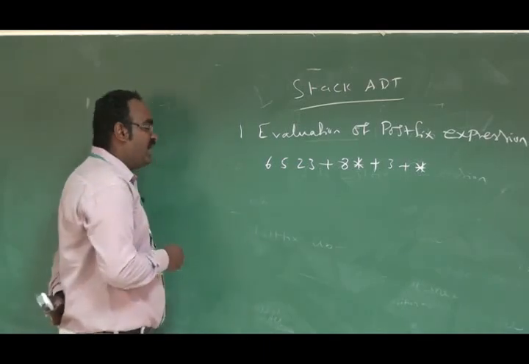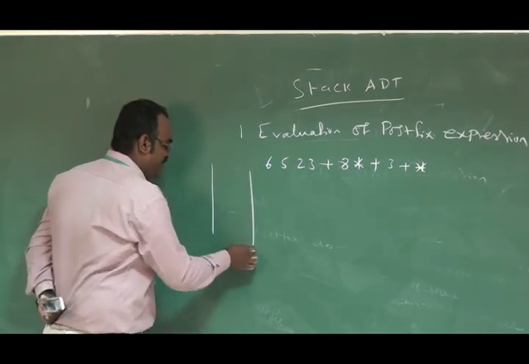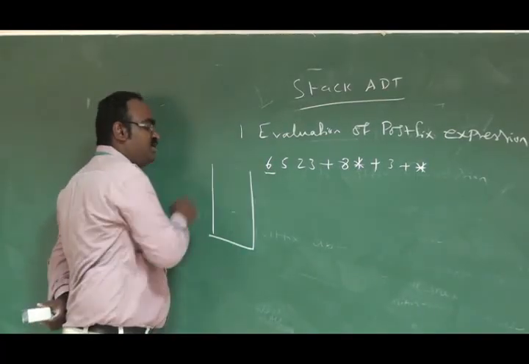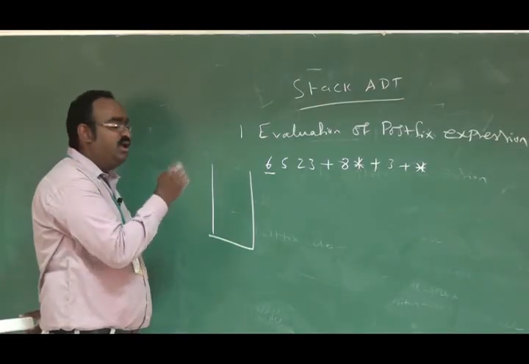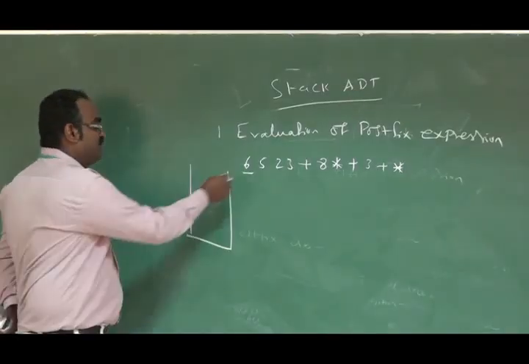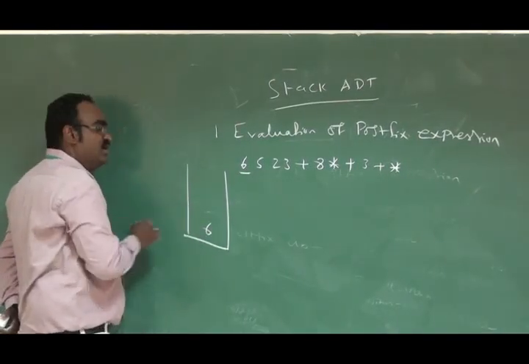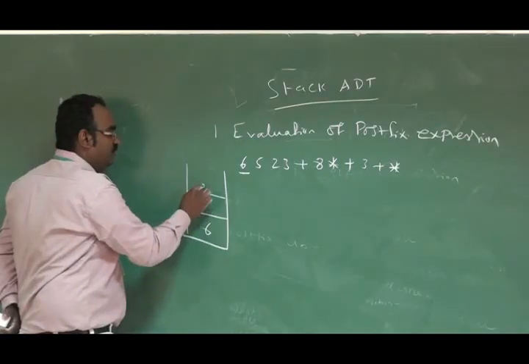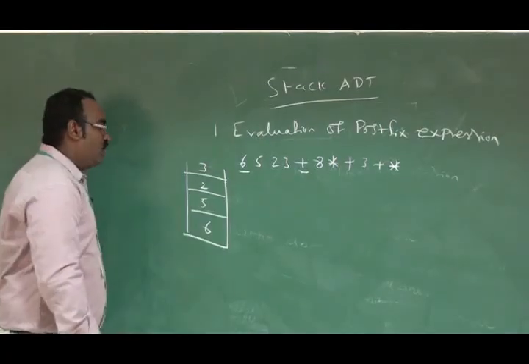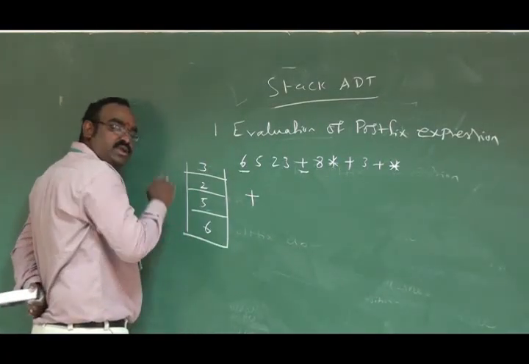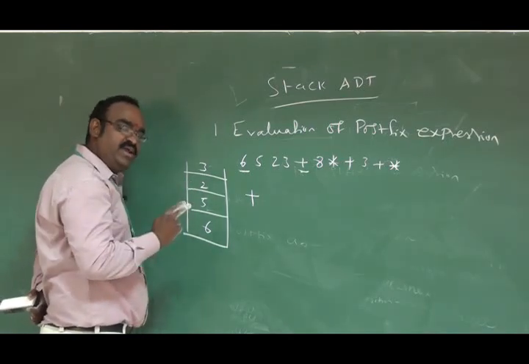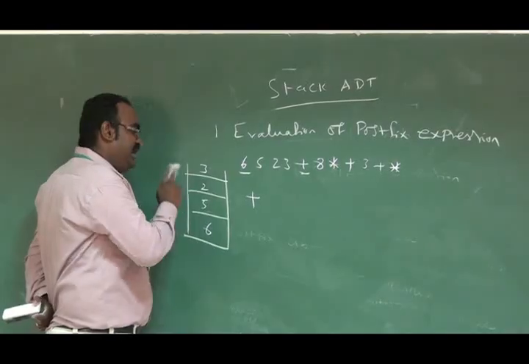We implement it via a stack. Reading from the first position, every operand has to be pushed into the stack. Push is the insertion. So first 6 is inserted, then 5, then 2, then 3. Now the compiler reads the operator plus. When plus is reached, it immediately performs the pop operation for two operands, because every operator needs to be evaluated with two operands. So 3 and 2 are to be popped.